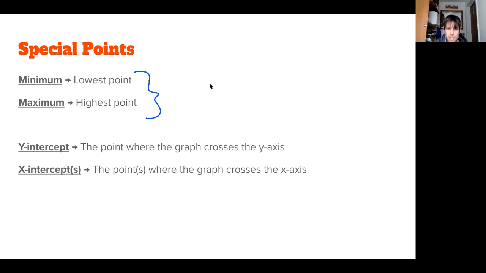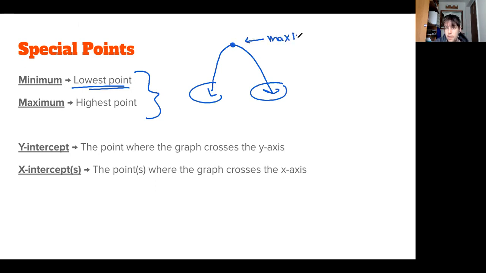If we just sort of sketch out, let's just look at a parabola here, right? Here's a generic parabola. This graph does not have a minimum because these arrows tell us the graph is going down forever. Therefore, there will be no lowest point because it's going to keep just going down lower and lower and lower. But there is a highest point right here. This is the top. So this would be a maximum.